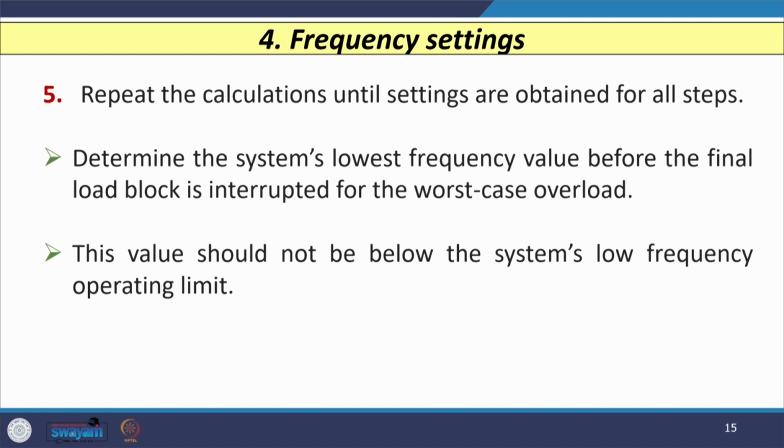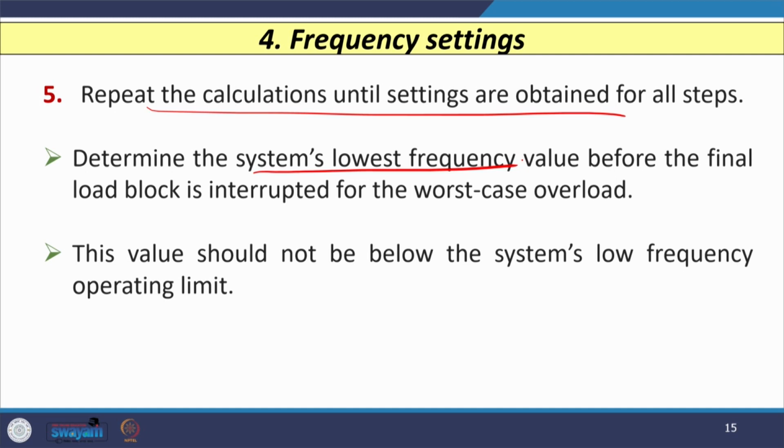And in the fifth step, we have to repeat the calculation until the settings are obtained for all these steps which we have considered. If we have 3 steps, then we have to stop. If we have 5 steps, then again we have to go ahead and stop at the fifth step. Now, in all these situations, we have to determine the system's lowest frequency value before the final load block is interrupted for the worst case overload, and this value should always be below the system's low frequency operating limit.